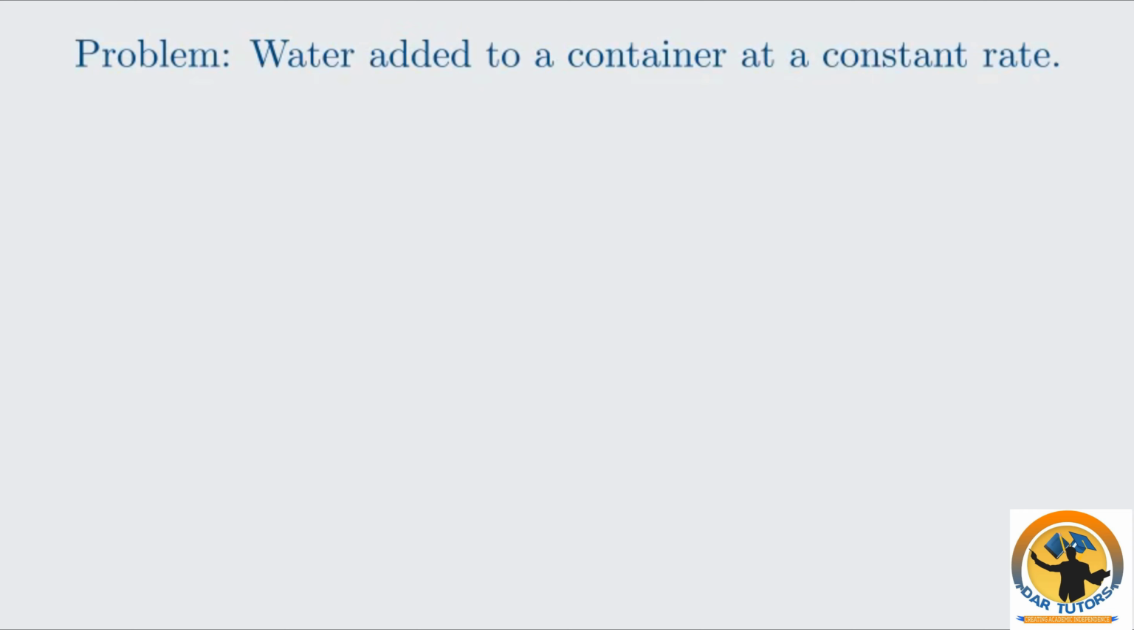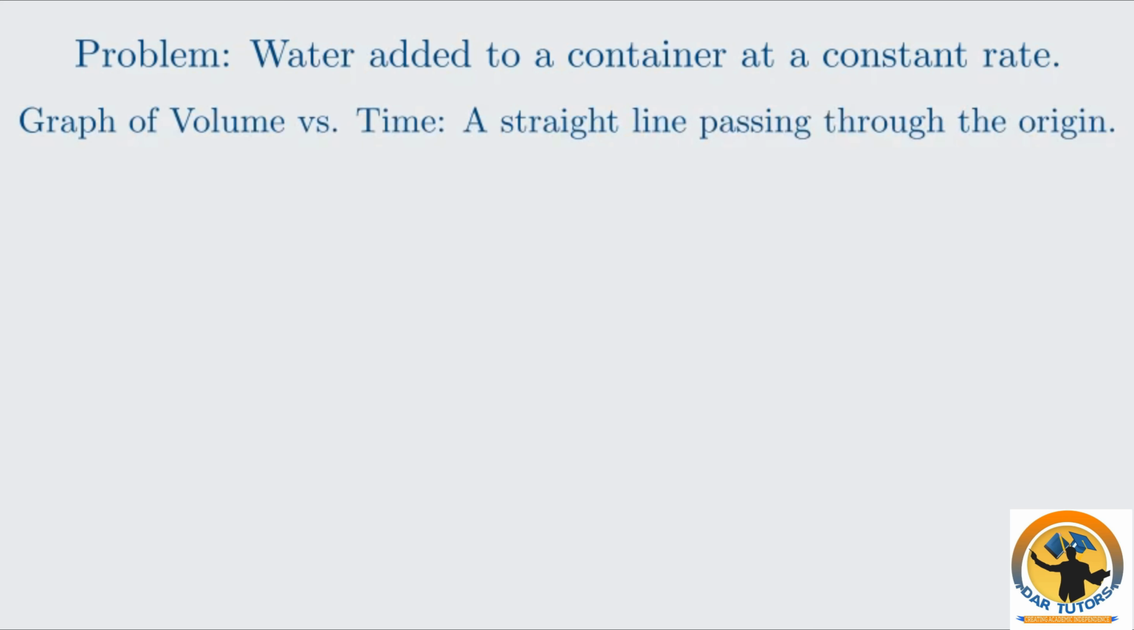Let's consider a simple scenario. Adding water to a container at a constant rate. The depth of the water will increase over time. First, let's think about the graph of the volume of water added against time. Since the water is added at a constant rate, the volume increases by the same amount in each unit of time. This means the relationship between volume and time is linear. Therefore, the graph of volume versus time is a straight line. Because we start with no water at time 0, the line passes through the origin.